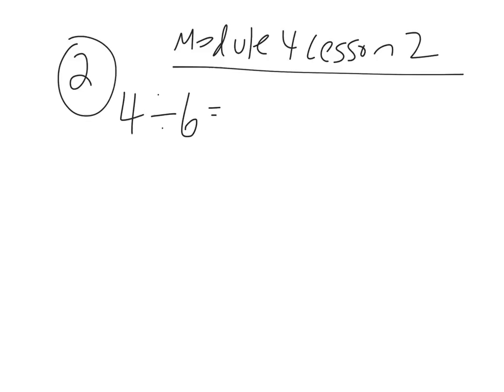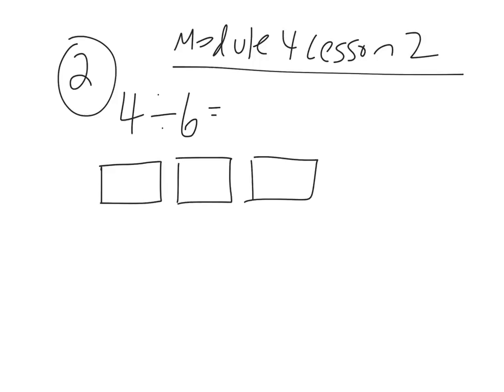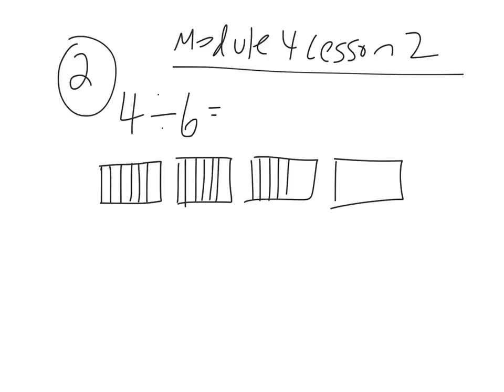So you have 4 sandwiches. So if I'm going to draw that, I need to draw 4 rectangles. One rectangle represents a sandwich. So I have 4 whole sandwiches. I'm going to divide them amongst 6 people. So in each sandwich, I'm going to divide it into sixths. So now I have them all in sixths.